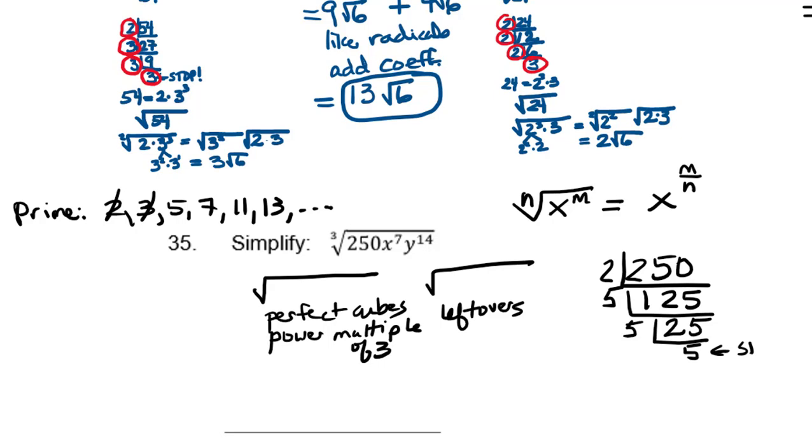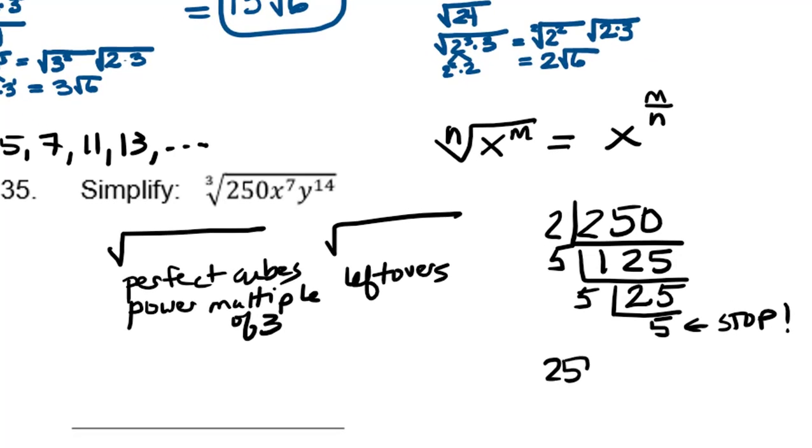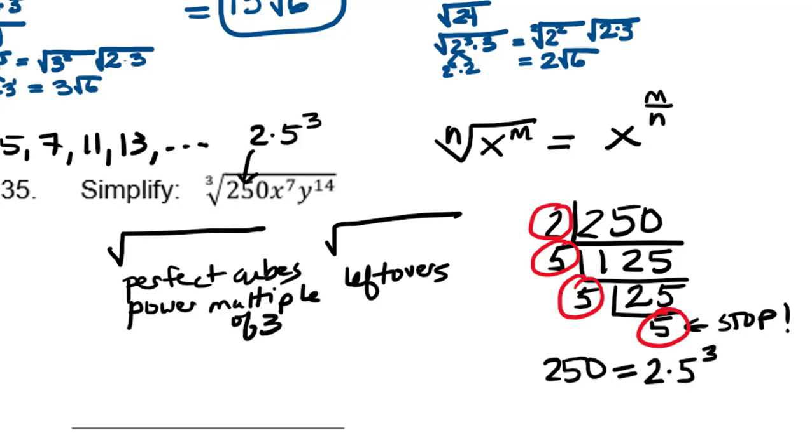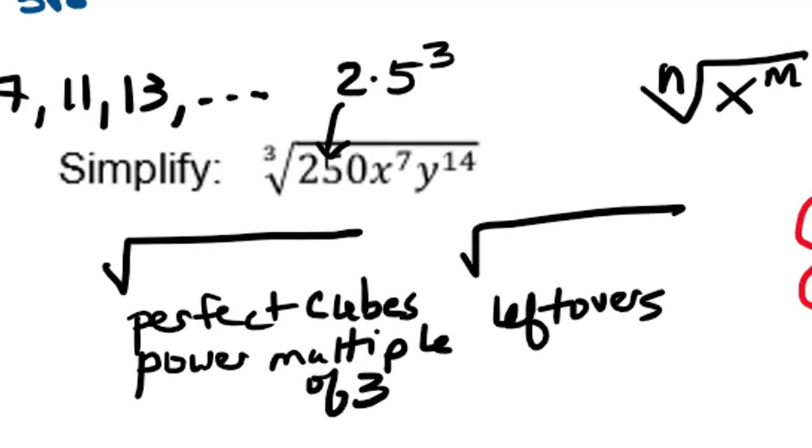And now we're going to stop because we got to a number that's prime. It's on our list of primes. So that means that 250 could be written as the product of 2 times 5 times 5 times 5. Or in other words, 2 times 5 cubed. All right, so now let's break up our radical into the perfect cubes and the leftovers. So 2 is definitely in the leftover category because it has no power. 5 cubed goes into the perfect cubes category.